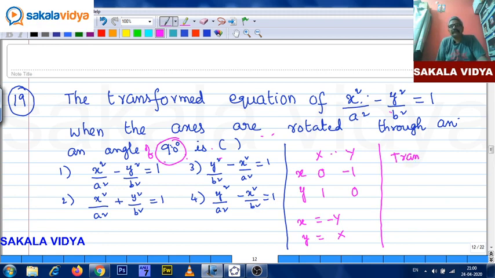The transformed equation is, here we get like this, y square by a square minus x square by b square is equal to 1. So, which is the right option now? Fourth option will be the right option.